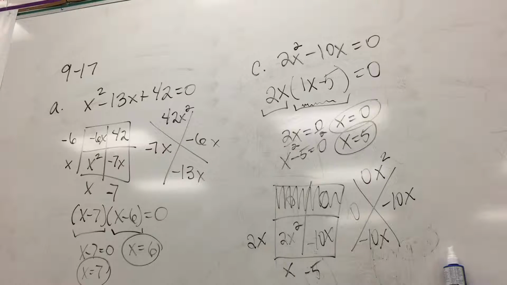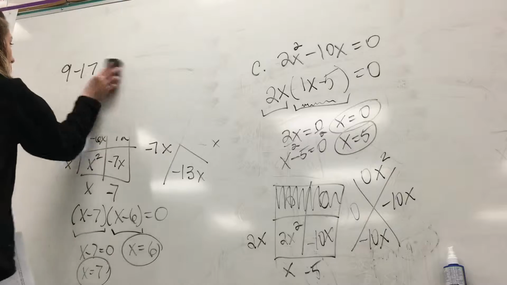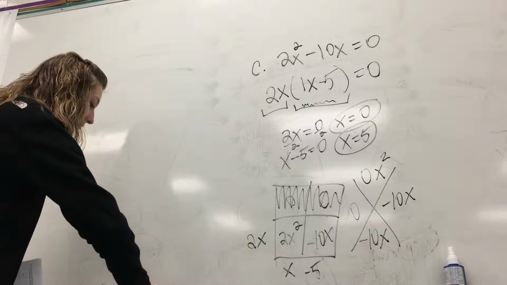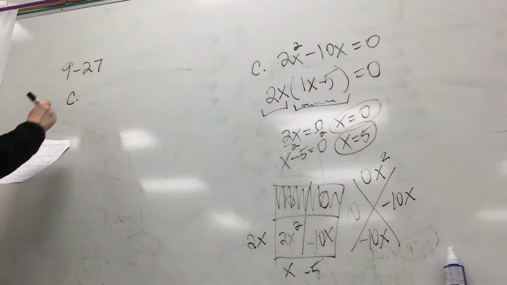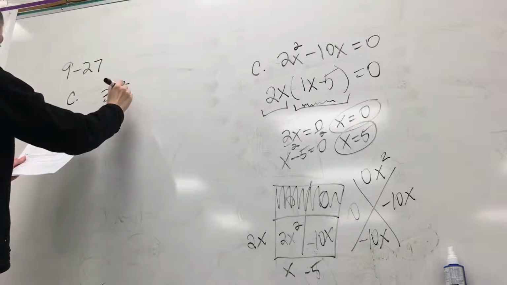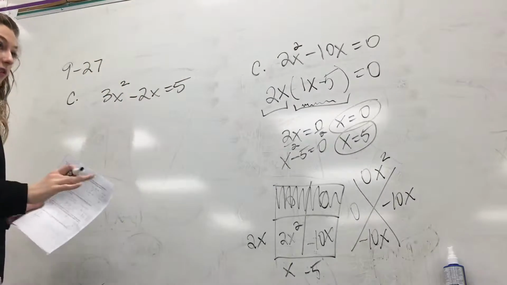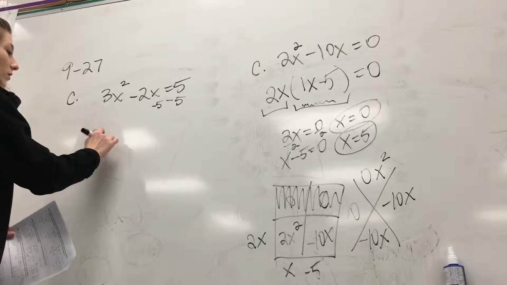Problem number 27 is doing the same exact thing, so you're going to do the same thing. What'll happen on problem C of number 27, let's erase this, is you have to set it equal to 0 first. Problem C says 3x squared minus 2x equals 5. I want this to equal 0 before I can do any factoring, any quadratic formula, whatever you're doing. So minus 5 on both sides. That just moves it over.